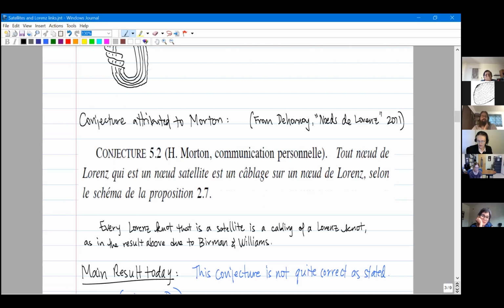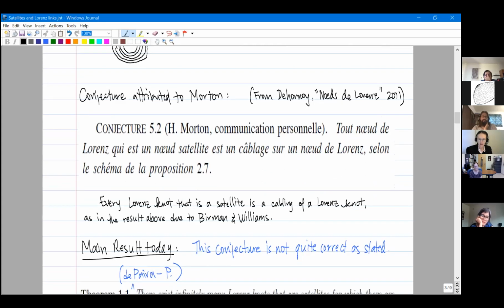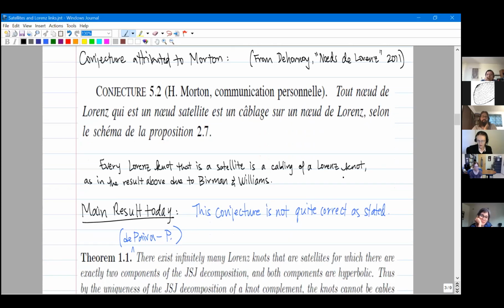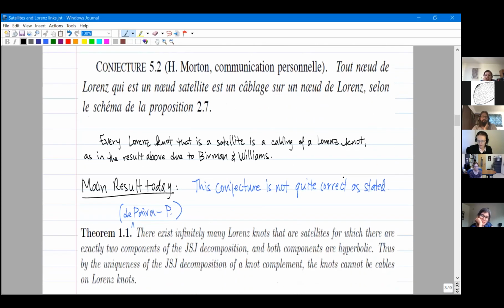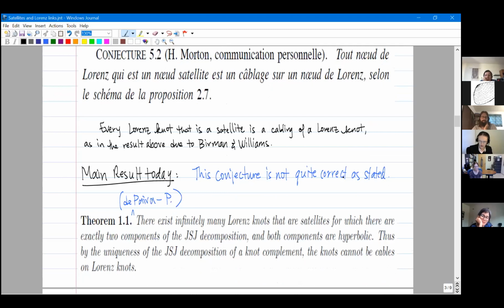Okay, so a main result today is that this conjecture is not quite correct as it is stated here. In particular, from my paper with Tiago on the arXiv, our main theorem is that we can find infinitely many Lorentz knots that are satellites, but these are not cable knots. The way that we prove this is we find the JSJ decomposition. There's exactly one essential torus. If you cut along this, both components that fall out are hyperbolic, and so you cannot have a cable on one side.